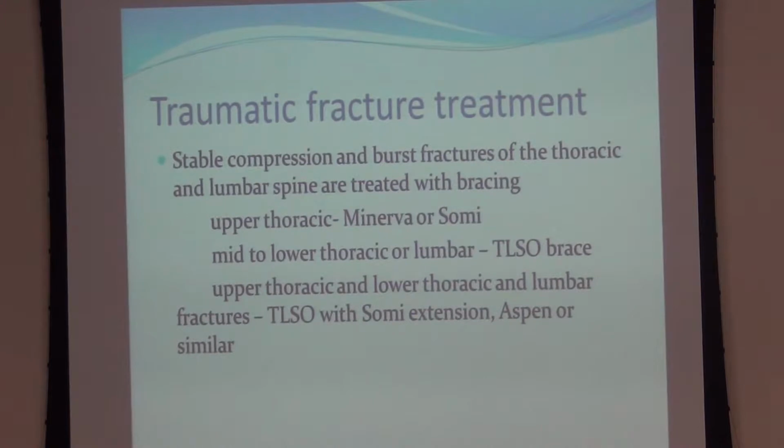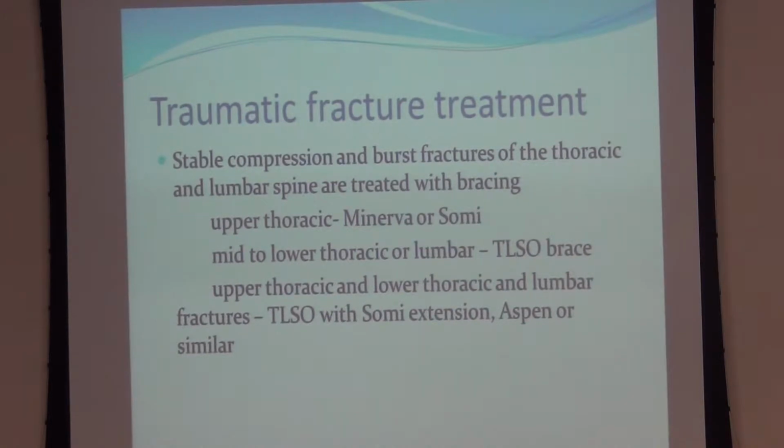Traumatic fracture treatments for stable compression and burst fractures of the thoracic lumbar spine usually are treated with bracing in someone who's not osteoporotic. For the upper thoracic spine, you may use devices such as a Minerva brace, which is a chest piece and an area that basically gives some stability to the chin and the neck. CME braces are similar: a chest piece with a chin piece, and some stabilization of the posterior part of the neck as well.